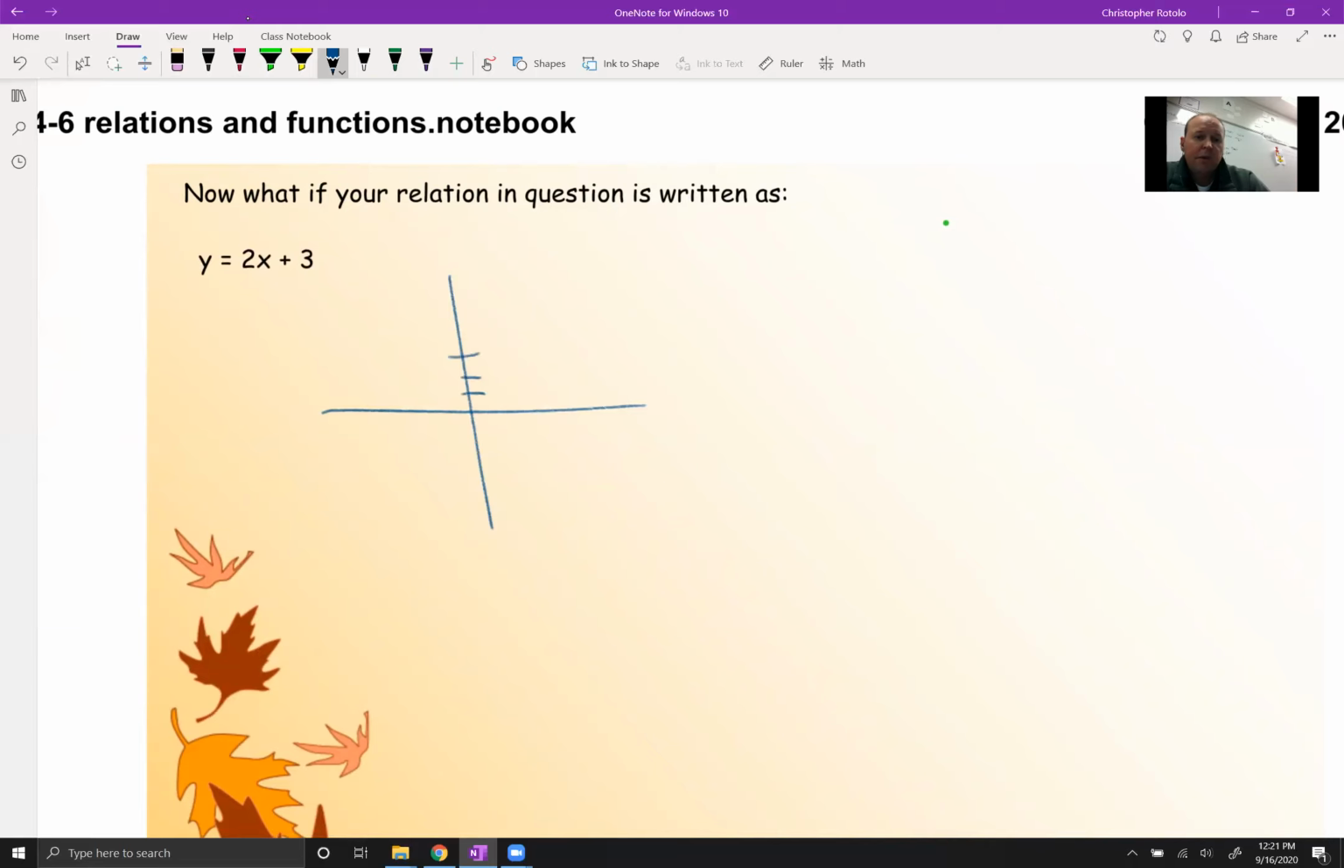So I got 1, 2, 3. We got a slope. So from here, we're going to rise 2, run 1. We get these 2 points. We're going to connect them. Look at that positive slope line. We're in good shape, right?